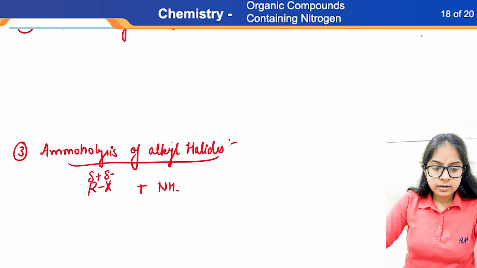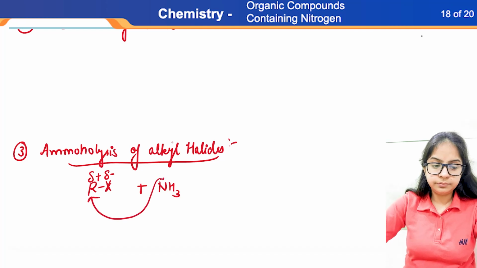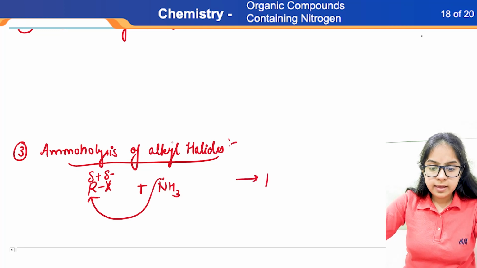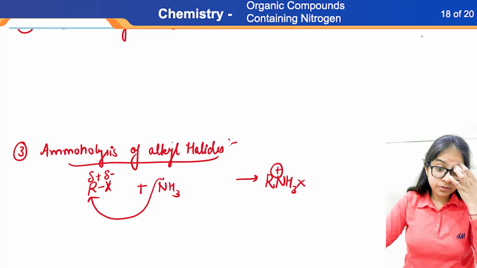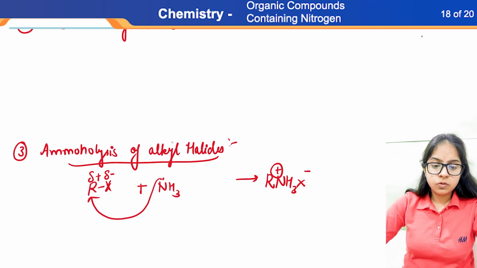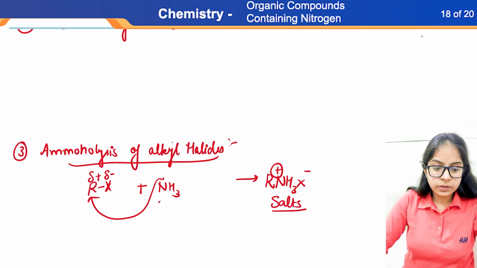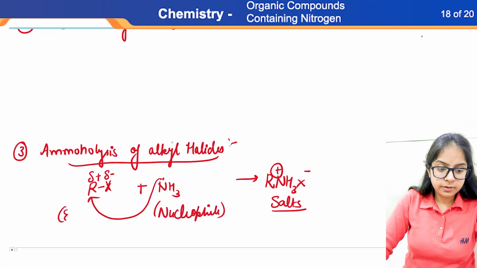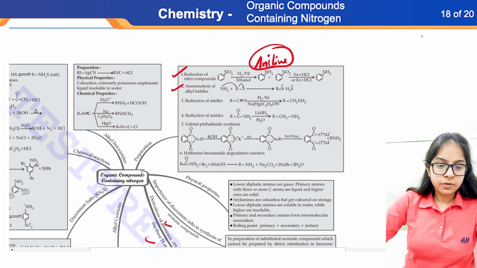Ammonia is here. Nitrogen has a lone pair, a negative charge over it, and it will attack this carbon. RNH3 positive. So this is ammonolysis, because nitrogen is donating its electrons, so you can put it like this. This is a salt, an ammonolysis salt. Always remember, a nucleophile is going to attack the electrophile. So you can see here, this is the compound that is formed.